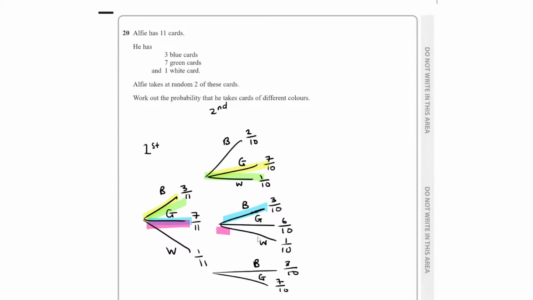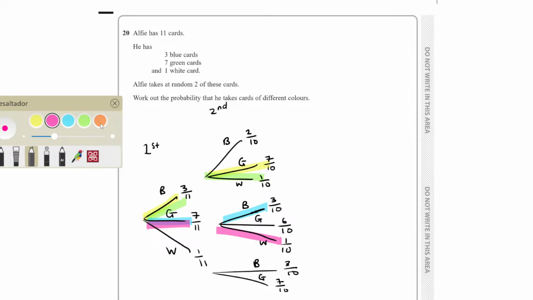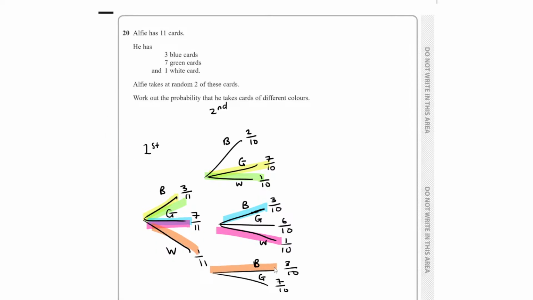He could do green first and then white. And then he could do white first and then blue. But also, I've run out of colours, I'm going to use the same one again. White first and then green. Do you see how the only ones that aren't highlighted are the blue, blue, green, green? So if you wanted to do that and subtract it from 1, go for it, that's also fine. I'm just going to show you everything. So we've actually got 6 options. We're going to have to work out probabilities 6 times.